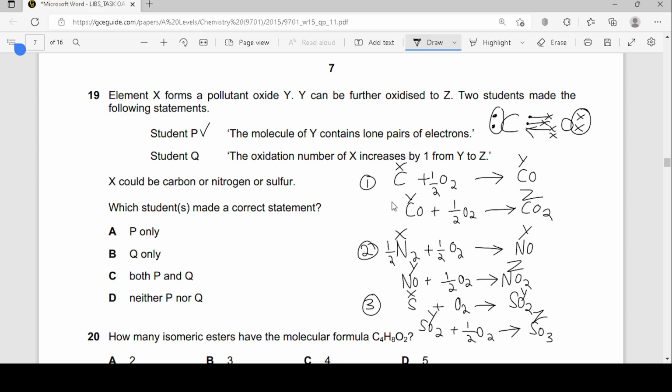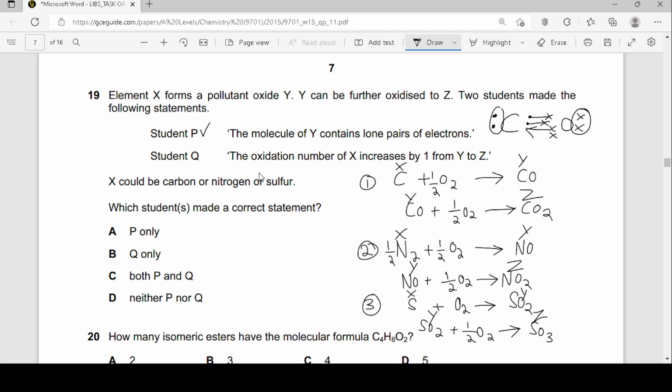Or do I need... could be carbon or nitrogen or sulfur. So even if one of them satisfies the condition, I suppose it works, doesn't it? Yeah, so I suppose I don't need to do it for nitrogen monoxide and SO2, but if any of them also satisfy it, that would be fine. But it's not carbon or nitrogen or sulfur. I don't know if I'll check later, but for now I'll check Q first and see if that works out.